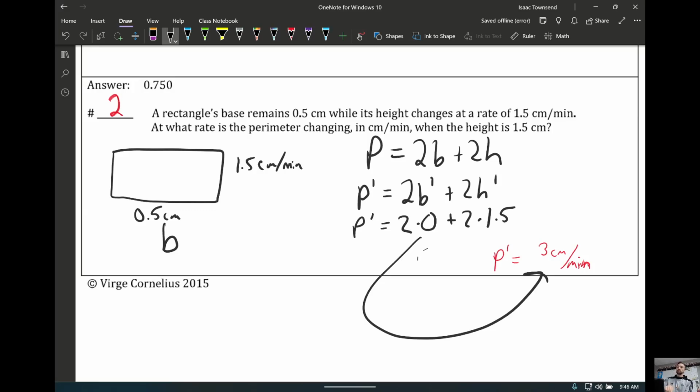Now notice perimeter is a length, so it should be centimeters, miles, feet. When it's an area, it's centimeters squared, feet squared, miles squared. And of course, if it's a rate, you need per time, per minutes, per hours, per seconds, whatever the question calls for.